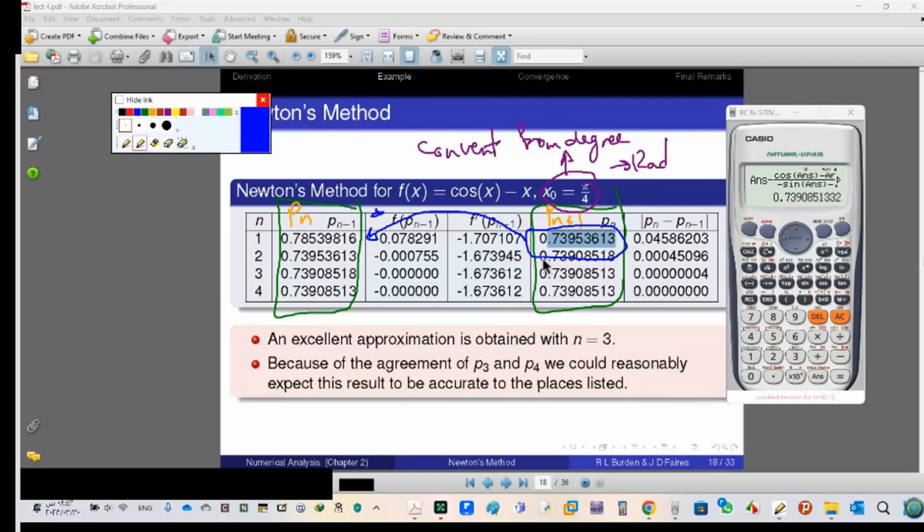The idea here: after 3 iterations, see the error, 1, 2, 3, 4, 5, 6, 7 zeros. And this is the answer. So an excellent approximation is obtained with n equal 3. And in the fourth iteration, see the error, 0 error, no error. So exact answer.